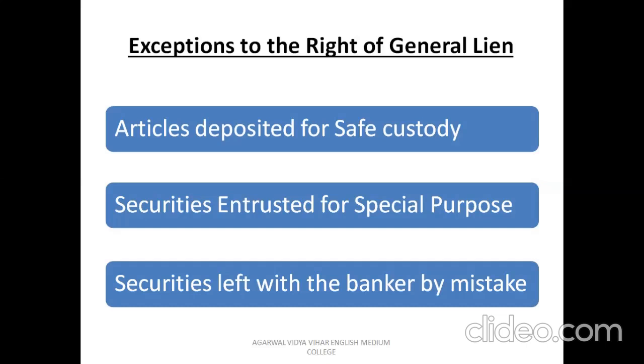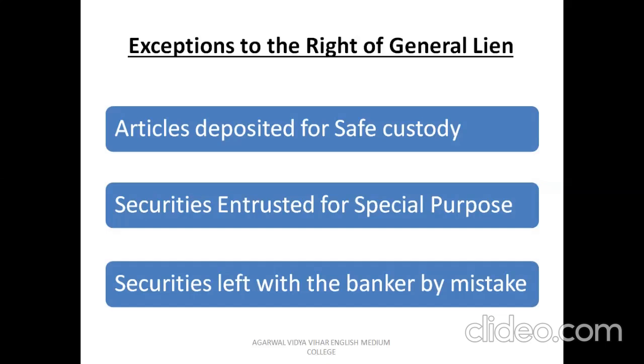Or take another example: I hand over the papers of a property, suppose the papers of a godown. In that situation, what is my objective? I want to sell my godown. That's why I handed over the papers of the godown. The purpose is already clear. I handed over the documents for a special purpose. In that situation, the banker does not have any right to exercise the general lien on that type of property. The banker has to perform the functions as per the instruction of the customer.